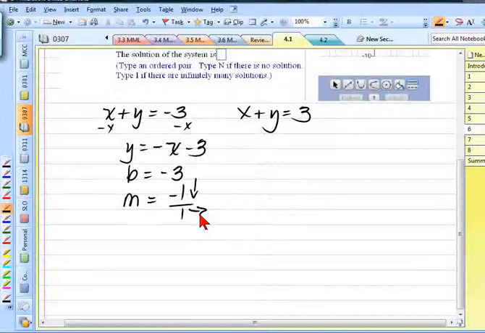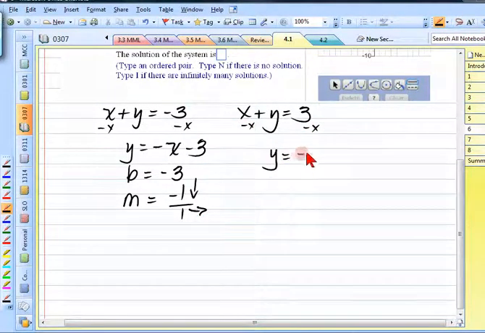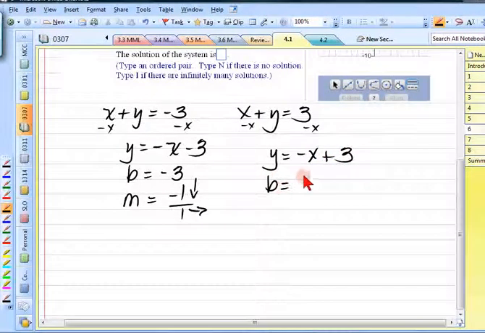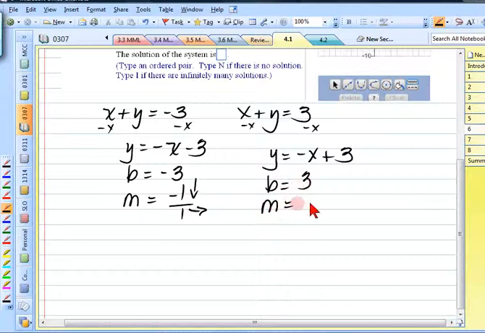Second equation. Subtract x, y is equal to -x plus 3. I will begin at 3, and I will move down 1 and right 1.